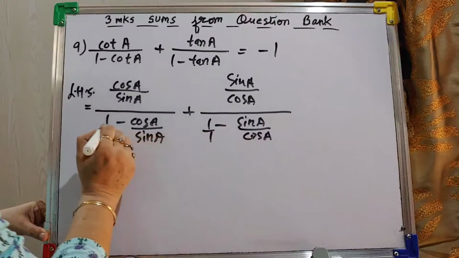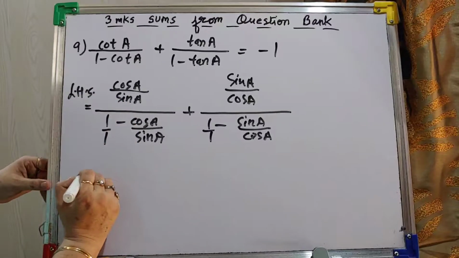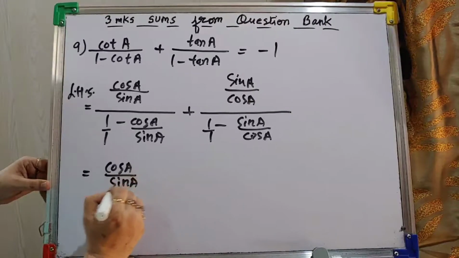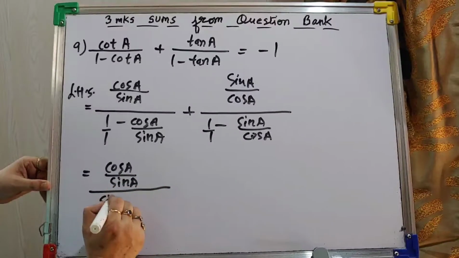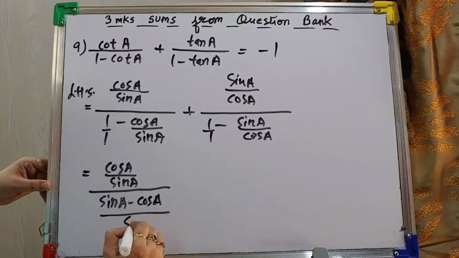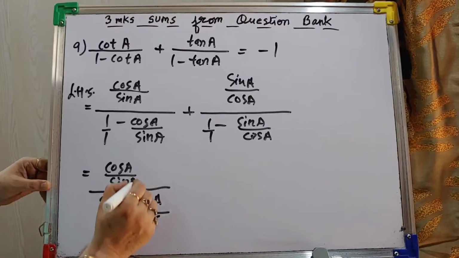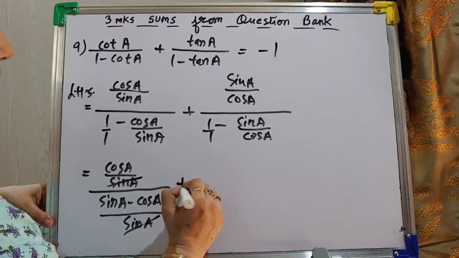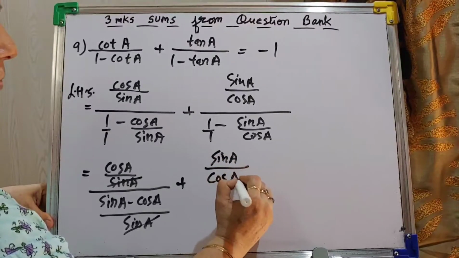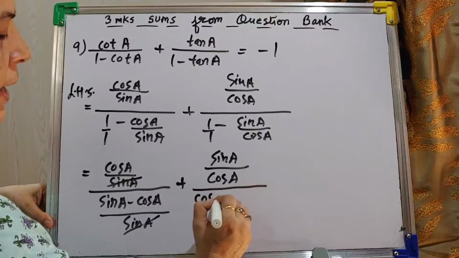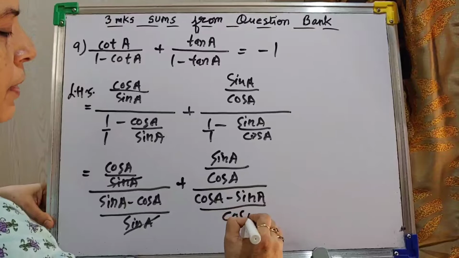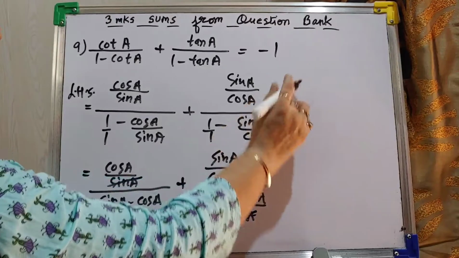Now upon 1 I can take here, both the sides. Now numerator I am keeping as it is. On cross multiplying in the denominator, I will get sin A minus cos A upon sin A. So this denominator will get cancelled. Same way here, sin A by cos A as it is. When I cross multiply, I will get cos A minus sin A upon cos A. Cos A will get cancelled.